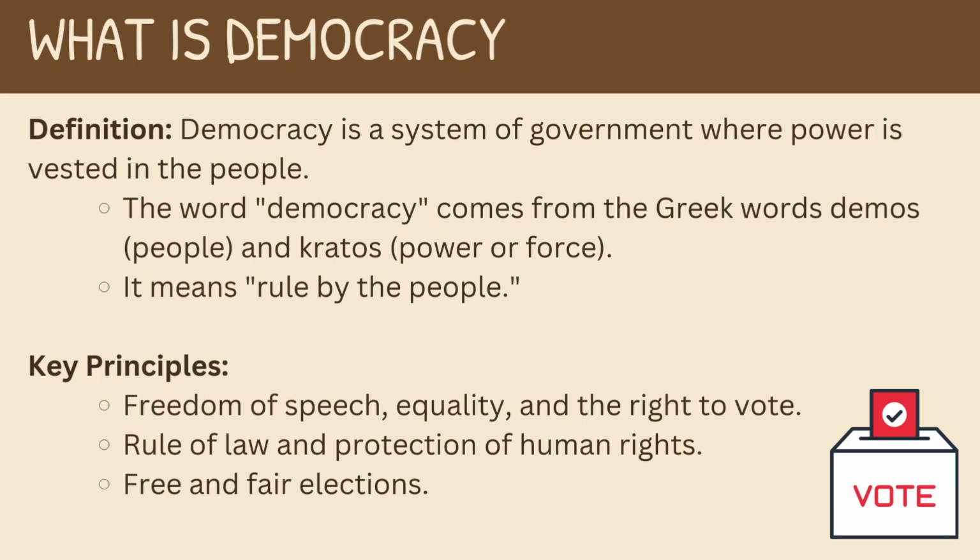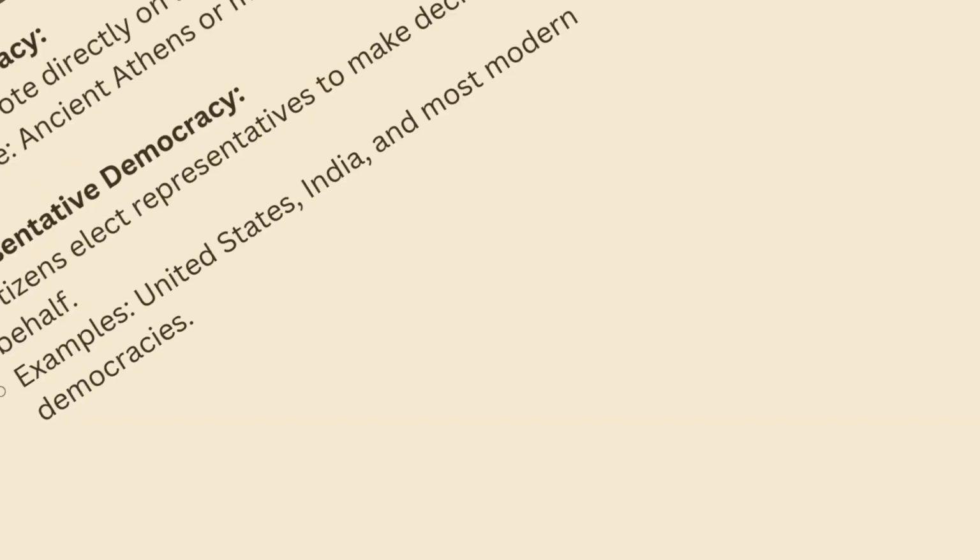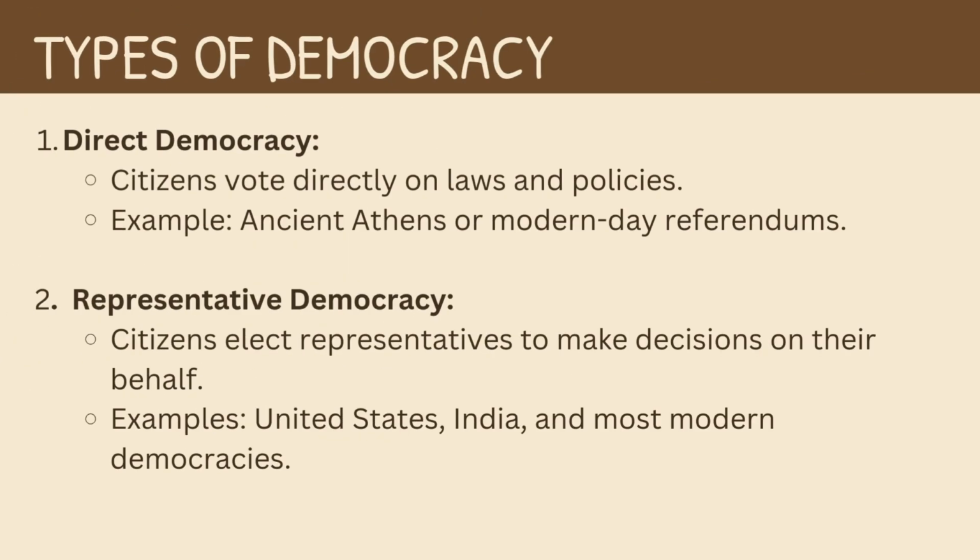Some of the key principles: freedom of speech, equality and the right to vote, rule of law and protection of human rights, free and fair elections. Types of democracy. So, first you have direct democracy, where citizens vote directly on laws and policies. These work specifically well when it's a small group of people, and examples of it include ancient Athens, so the very original democracy, or modern day referendums, where all citizens get a right to vote on a specific policy.